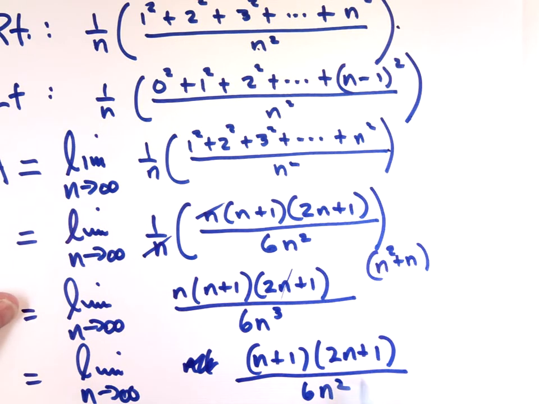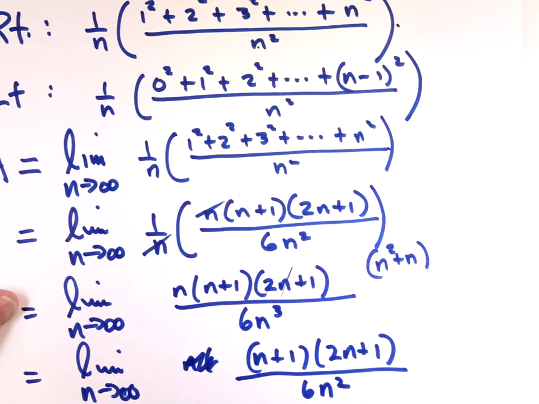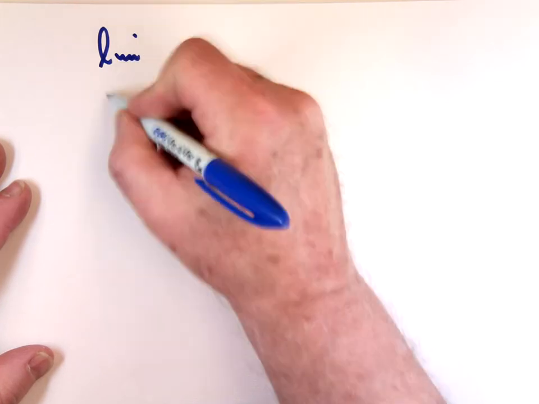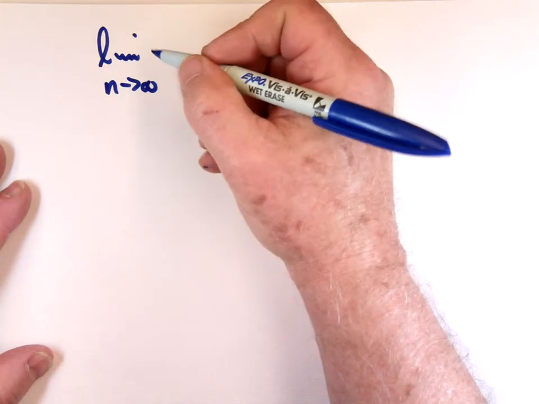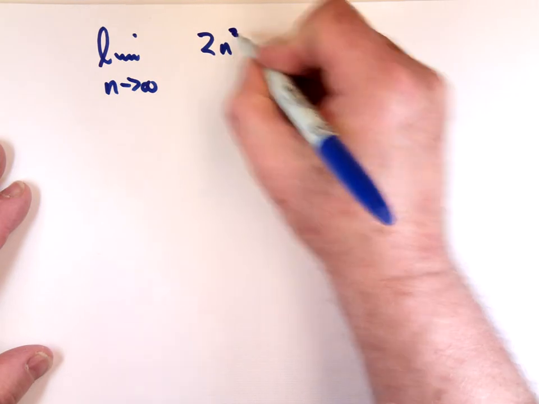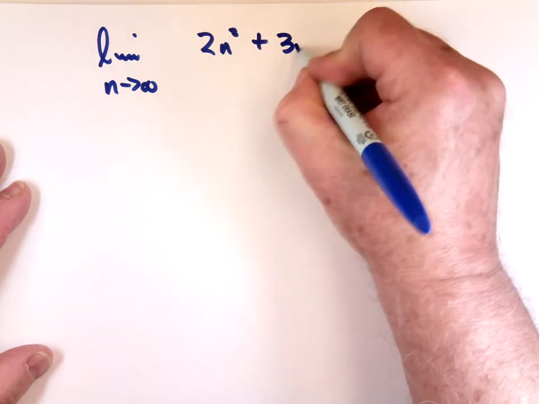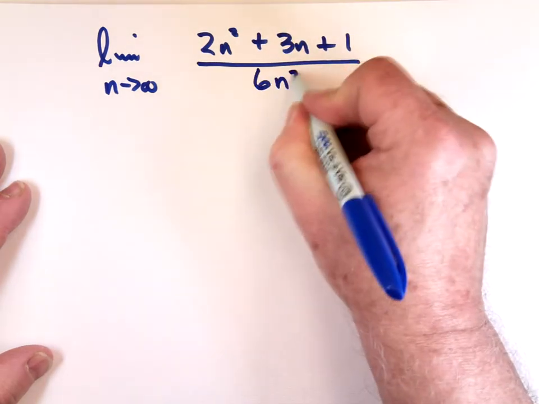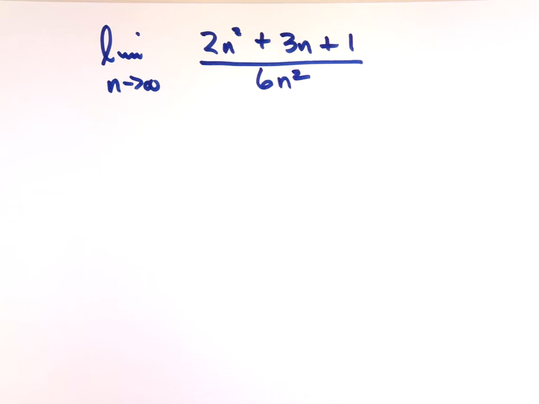All right, let me multiply that out. Take the limit as n goes to infinity of 2n squared plus 2n plus n plus 1 over 6n squared. Now, we did problems like this in Calc 1, those kinds of limits as n goes to infinity. We said that limit is equal to the ratio of their leading coefficients. Do you remember such a thing in Calc 1? So it's equal to 2 sixths, 1/3.